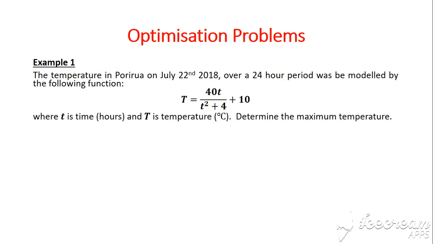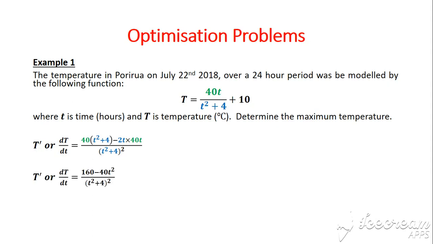Example 1, the temperature in Porirua on the 22nd of July 2018 over a 24-hour period was to be modelled by the following function, where small t is time in hours and big T is temperature in degrees Celsius. We need to determine the maximum temperature. Notice we've been given the function already, so the only thing we need to do is differentiate it to get a gradient rule. We're going to use the quotient rule because it's a function divided by a function, and here's the gradient rule here.